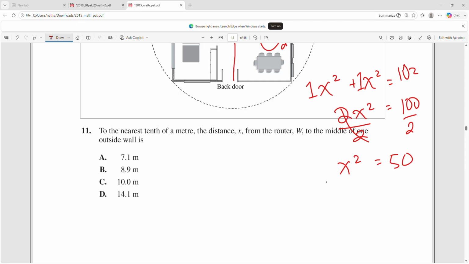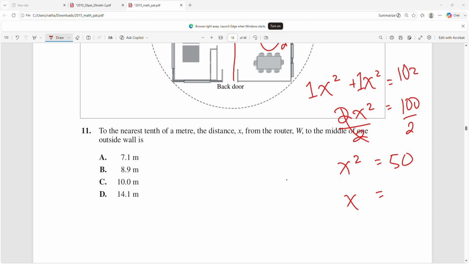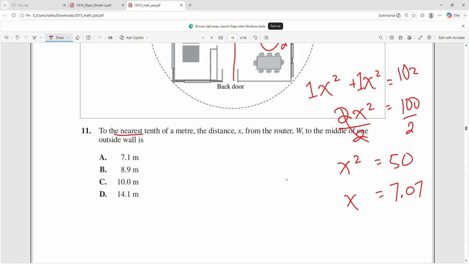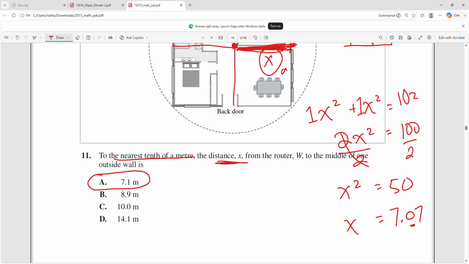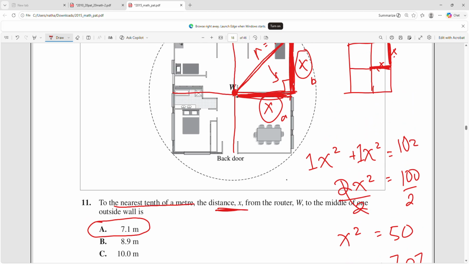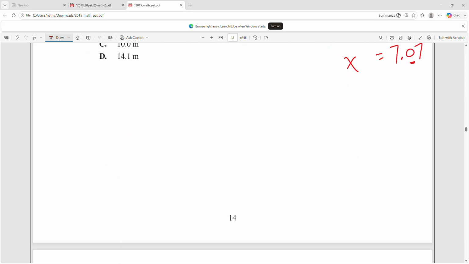Now I have something very familiar. I'm going to take the square root of both sides. Square root of x squared is x. I'm going to take the square root of 50. 50, take the square root. 7.07. And it said to the nearest tenth of a meter, the distance x is. We're going to round that up then. Round that up to the nearest 0.1. So here we have it, 7.1. That's the distance from the router to the wall. Okay. To the middle of the outside wall.